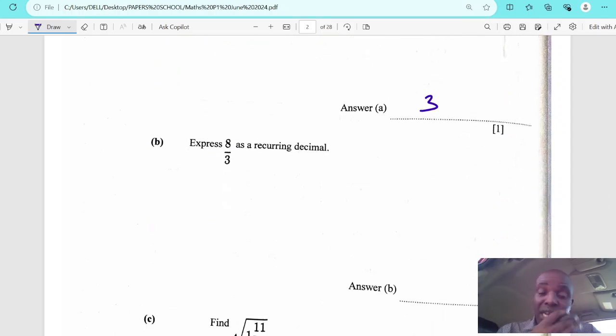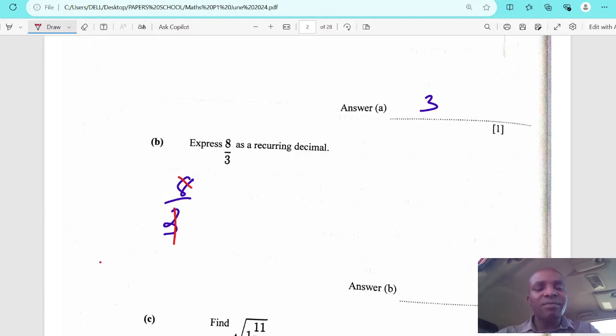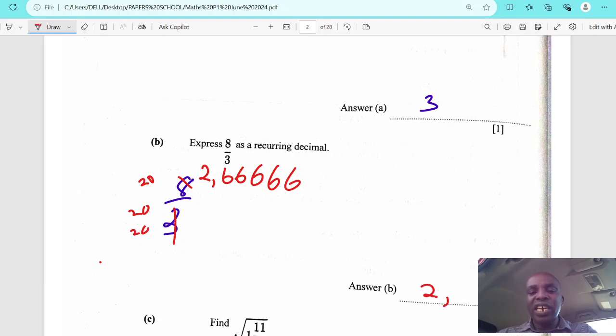Next, part B. 8 over 3 is a recurring decimal. You just divide 8 by 3. 3 into 8 is 2, remainder 2. Then 3 into 20 is 6, remainder 2. 3 into 20, 6, remainder 2. So it will be 6, 6, 6, 6, 6, 6, 6. So as a recurring decimal, you just say 2.6, then you put a dot on 6 to indicate that 6 is a recurring digit.